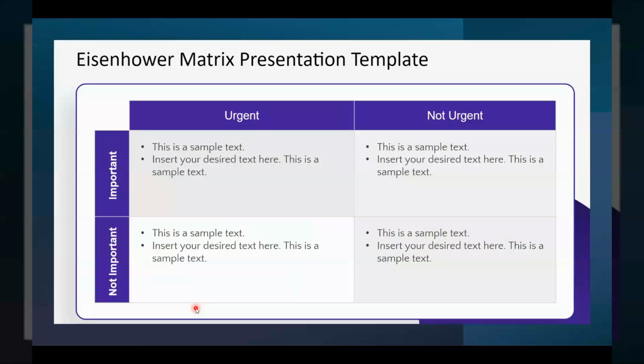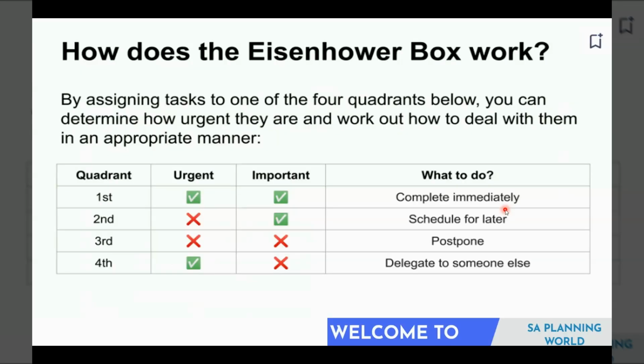The four quadrants are described here: important and urgent, important but not urgent, not important but urgent, and not important and not at all urgent. We need to list out all our work in priority order into these four quadrants, to eliminate distractions, postpone some work, schedule some work for a later stage, and handle the tasks which we need to do at the urgent level.